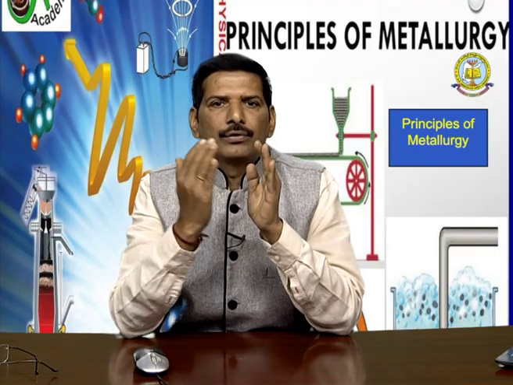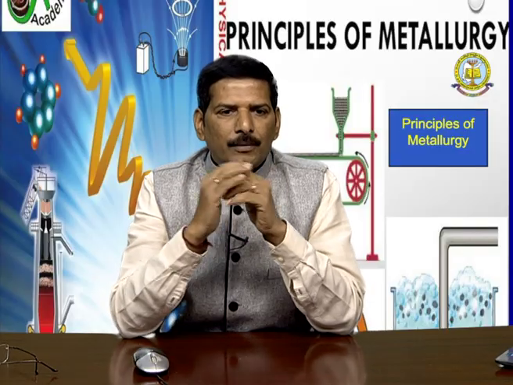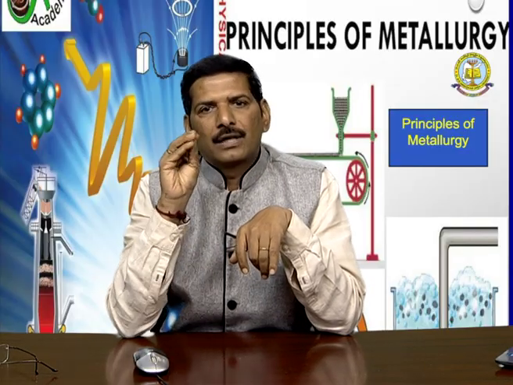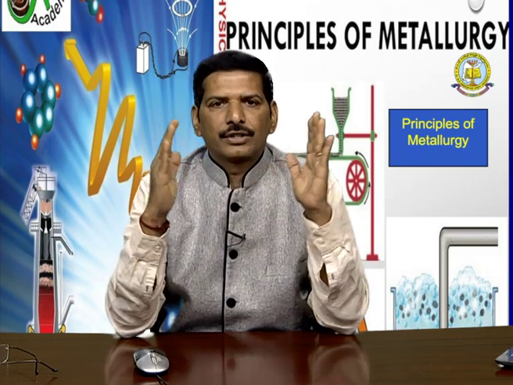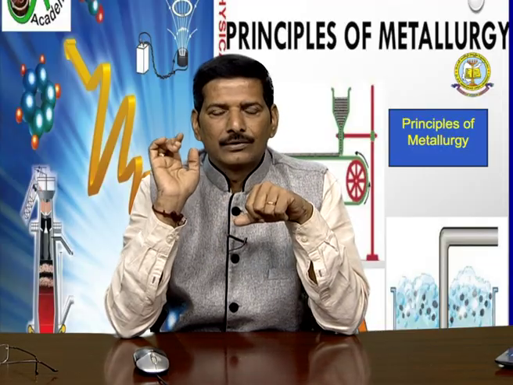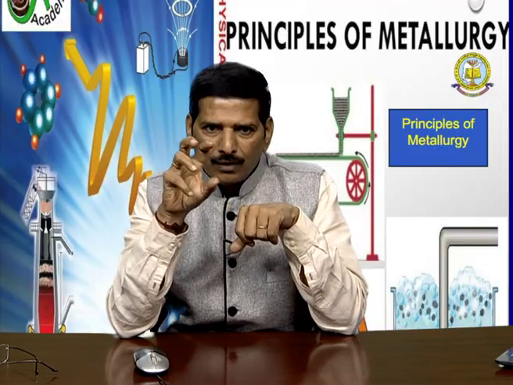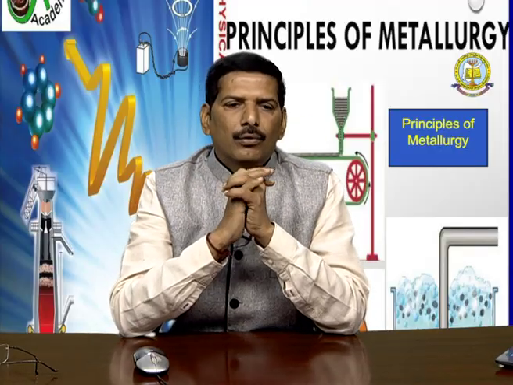We have to remove these impurities from the ore. So this is the process. This operation of separating gangue from the ore is called concentration of ore. The other name is ore dressing. So this is the most important: removal of gangue from the ore is called concentration of ore or ore dressing.